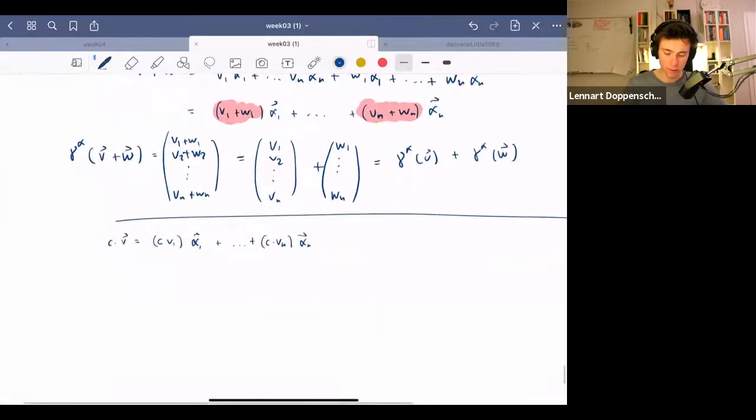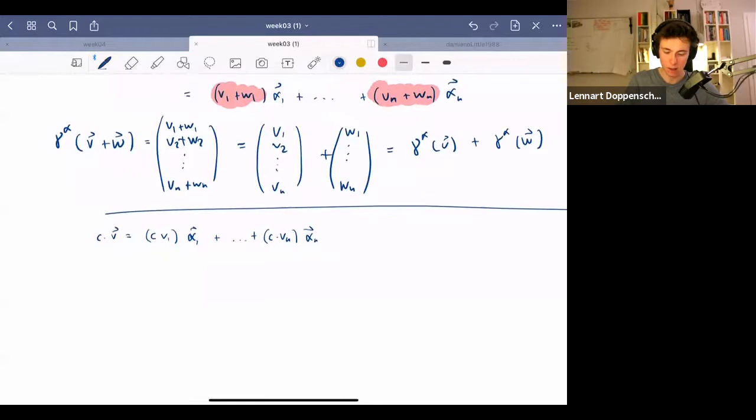And so this means if we now compute the coordinate vector of this combination, it's not nothing hard. You just pick out the coefficients. That's literally all we do. So now we take these coefficients. And so this means that gamma alpha of c times v is the coordinate vector v1 times c up until c vn.